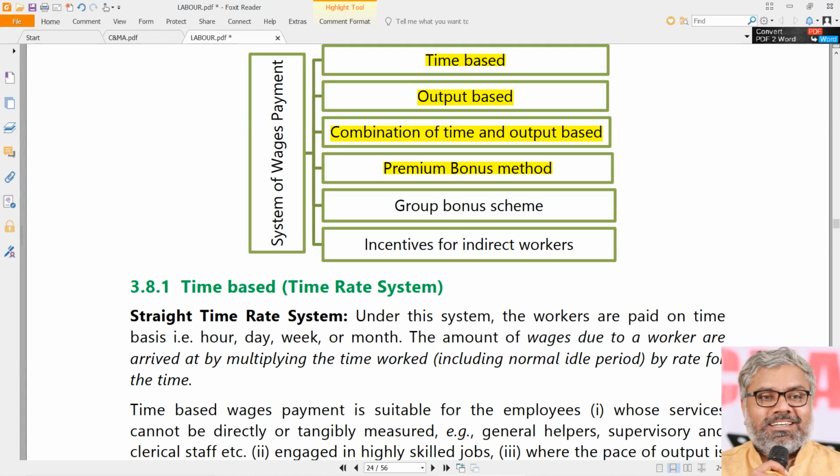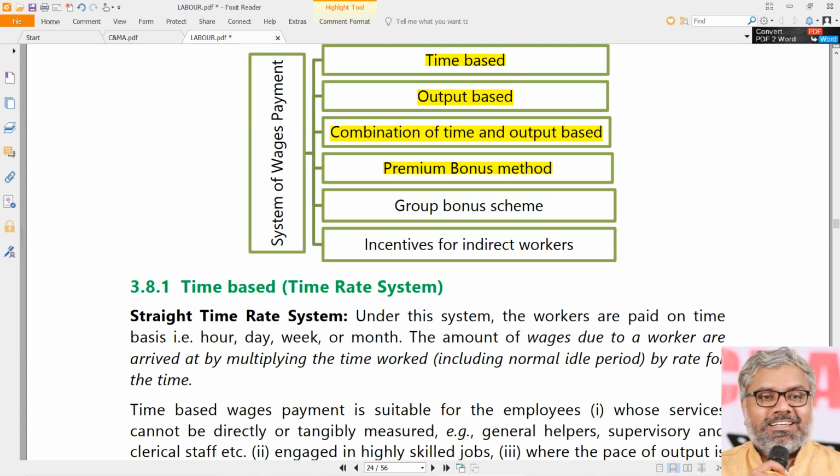From these systems, we cannot work out how to fix the salary of a software engineer or a chartered accountant. That's difficult, so there will be more market oriented methods there. But here we are talking about workers, physical laborers who are working in the factories. For them, if they work more efficiently, to incentivize them, there may be a premium given to them, which can be called the premium bonus method.